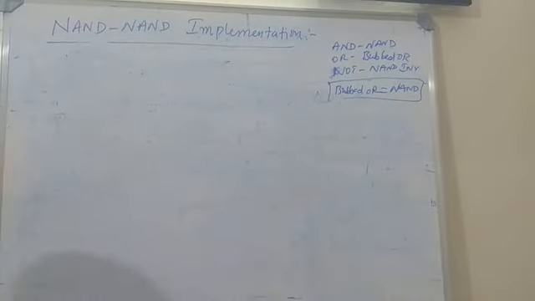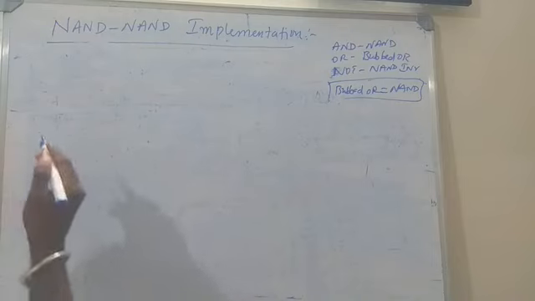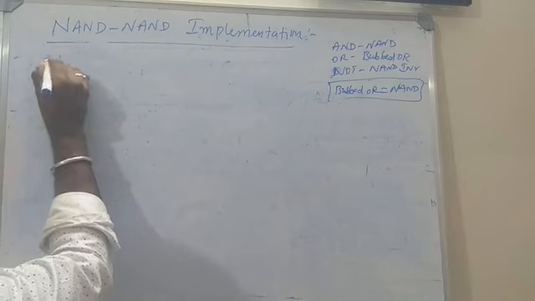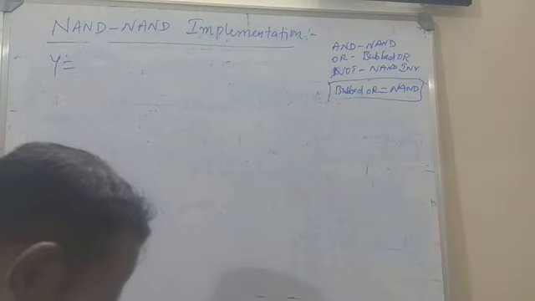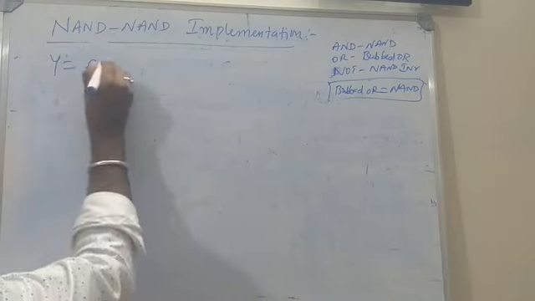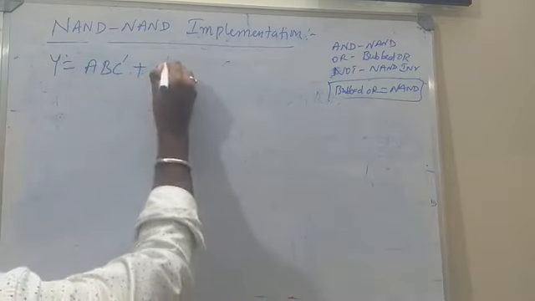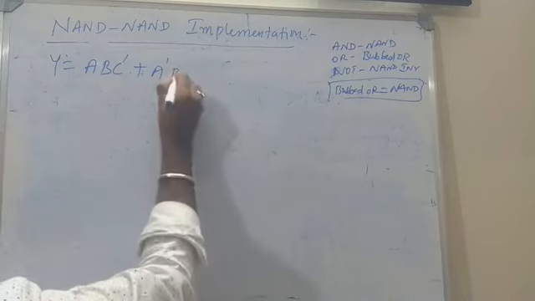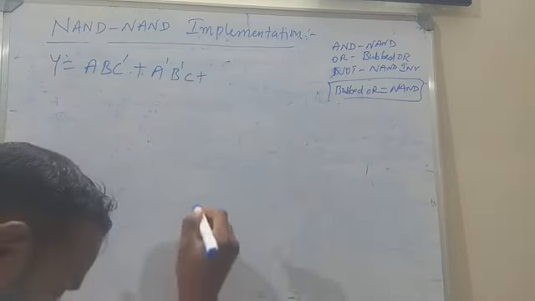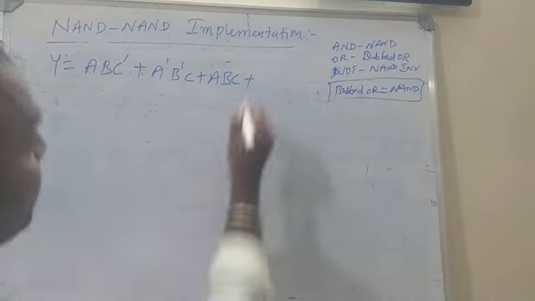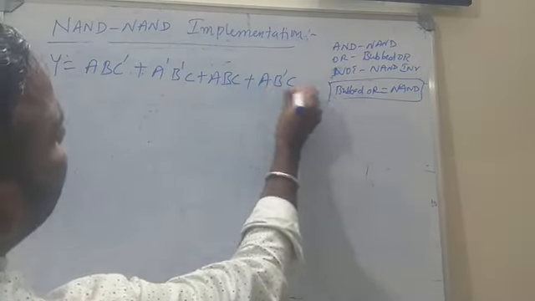I am going to give a direct logical equation now. Implement the following function using only NAND gates. Here the logical function is Y = A B C bar + A bar B bar C + A B C + A B bar C. This is the question they have given.